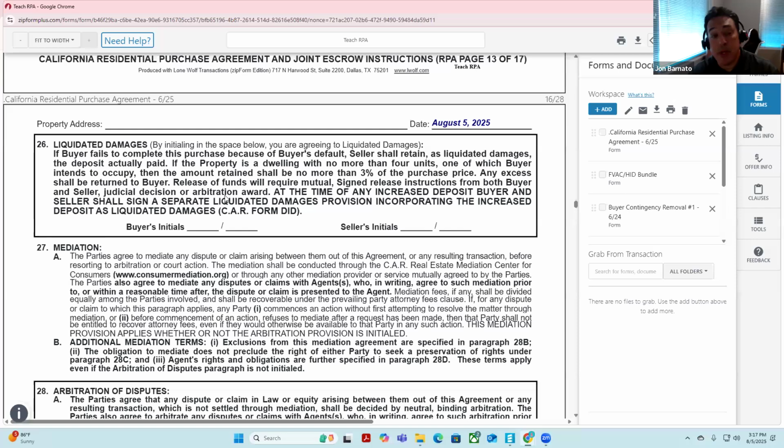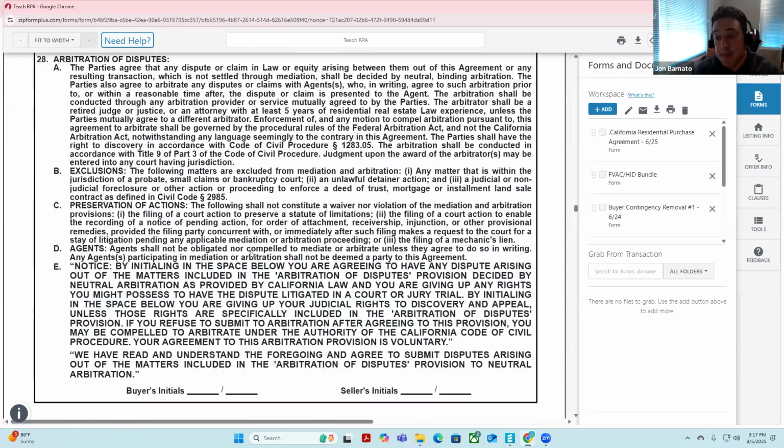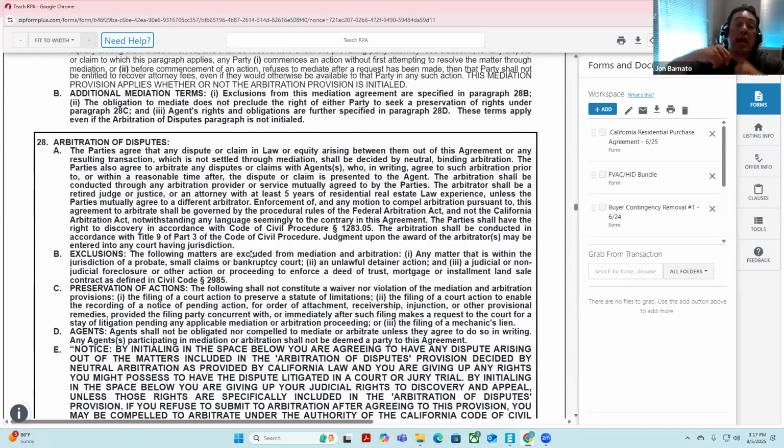If you sign this liquidated damages clause, if both parties sign it, it means if they were in dispute and they got into a fight and they went to a legal court battle or mediation arbitration, the most amount someone can win is the amount of the deposit. That's the liquidated damage clause. This mediation arbitration dispute says, buyer and seller, if you have a dispute, you can't just go to court. You have to go to mediation arbitration first.